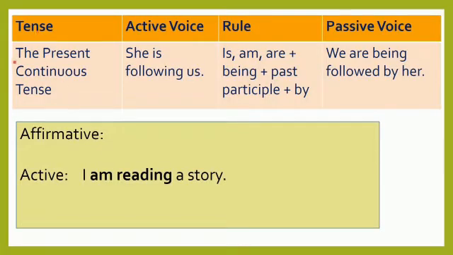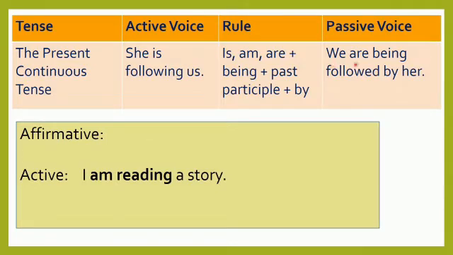Then the present continuous tense. In active voice, if we take any example like she is following us. So in the rule, is, am, are will come at the first. Here I have skipped subject and object. They must come in the passive voice also. So here I have just written the basic rules. Okay, is, am, are plus being plus past participle plus by. In passive voice, we will change that active voice sentence into passive voice like this.